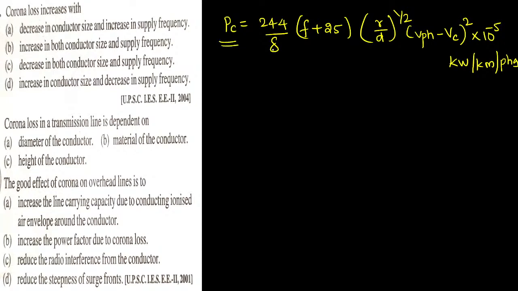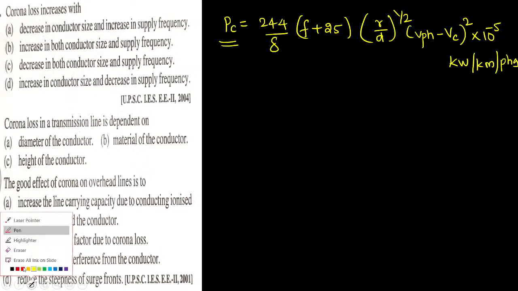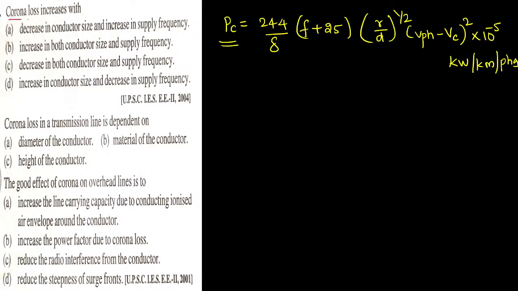Let us go through the question and solve it. Now take the first question. Read the question. Corona loss increases with the decrease in conductor size and increase in supply frequency, increase in both conductor size and supply frequency, decrease in both conductor size and supply frequency, or increase in the conductor size and decrease in the supply frequency. That is what is given. Now what you need to do is go through the question carefully and tell me the answer.